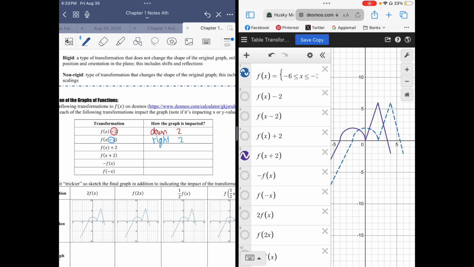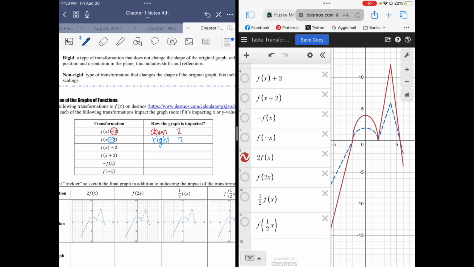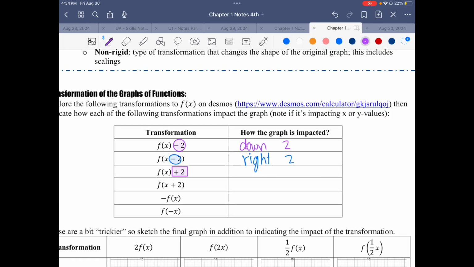The plus 2 moves it up when it's on the outside, but when it's on the inside, it actually moves it left 2. The negative on the outside reflects that across the x-axis, but when it's on the inside, it reflects it across the y-axis. And there are some of these others down here, the 2, the 2x, the half on the outside, the half on the inside. These, of course, have essentially opposite effects of one another because one's plus and one's minus if you look at these colors together. Now remember, everything on the inside is kind of the opposite of what you would normally expect.